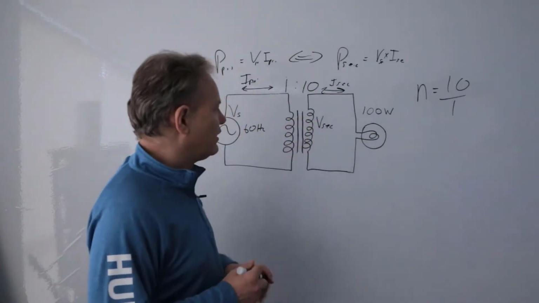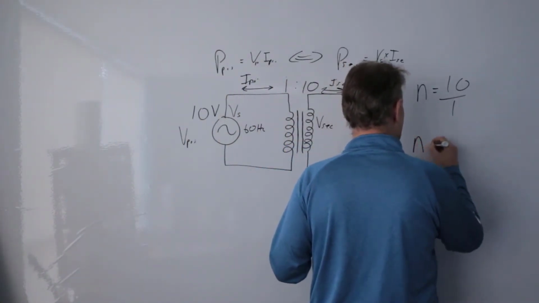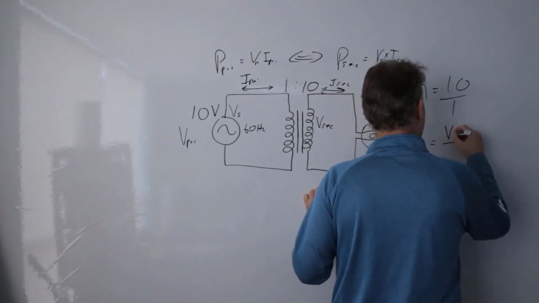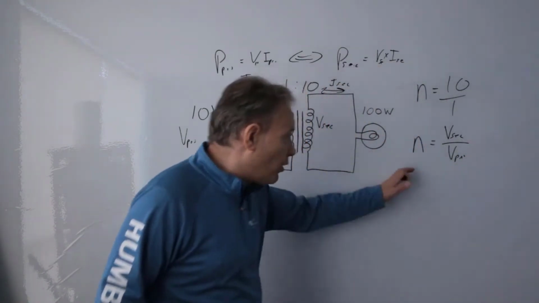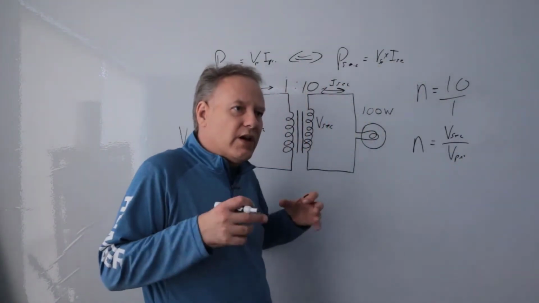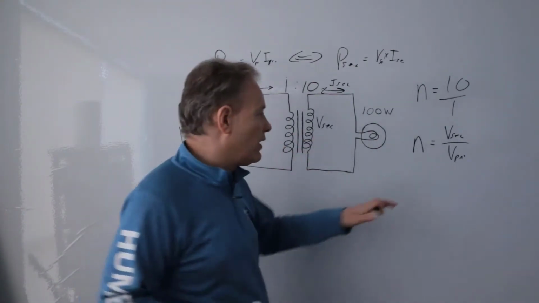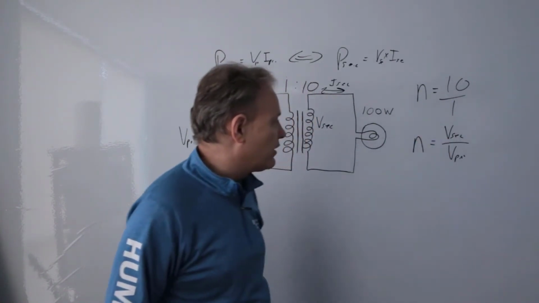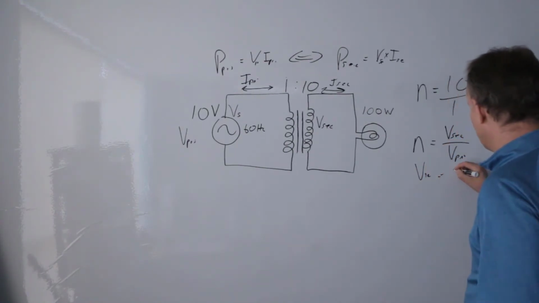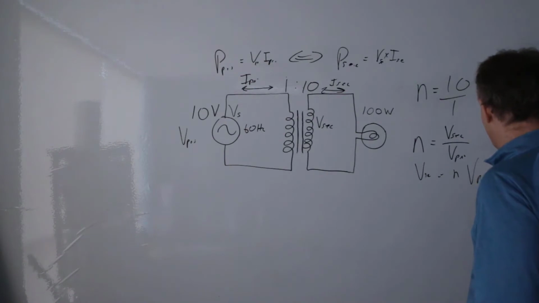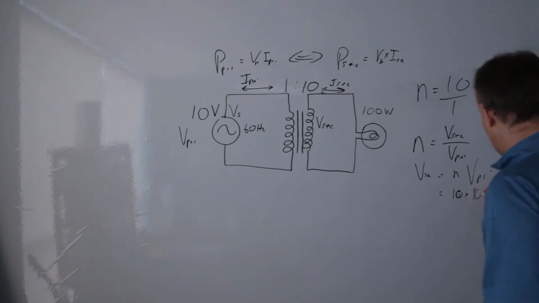As far as calculating the voltage over here, how am I going to do it? There's a formula here that's got an N in it. N equals the voltage secondary over the voltage primary. That's the formula to count. It establishes the relationship between the voltages and the turns ratio. In this case, I want to find out what the voltage secondary is, so I'm going to solve for that. Voltage secondary is going to equal N times voltage primary, so I'm going to say 10 times, now the voltage primary is 10 volts.